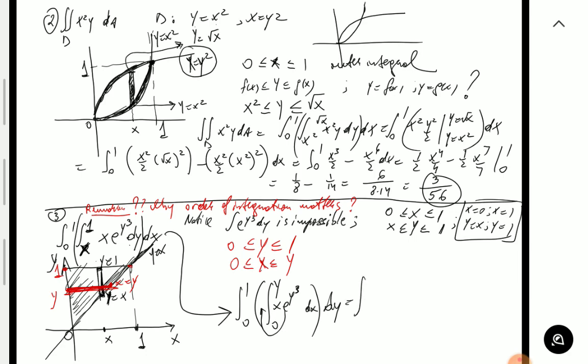So e to the y third is a constant. The integral of x dx is just x squared over 2. And then the bounds for x are 0 and y. Of course, it's a textbook example. It's made to work. And the reason it works is because if I plug in y for x, now it's going to be e to the y third times y squared over 2. So now this is doable because you can do a u substitution.